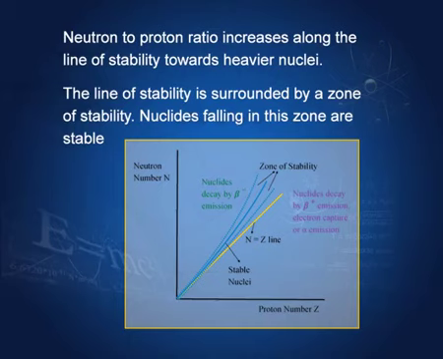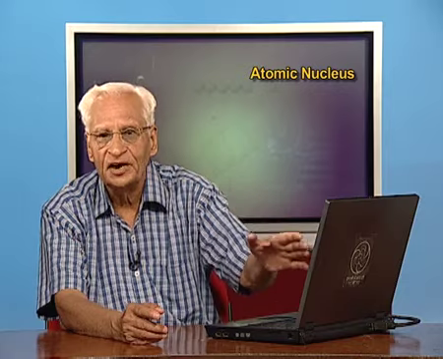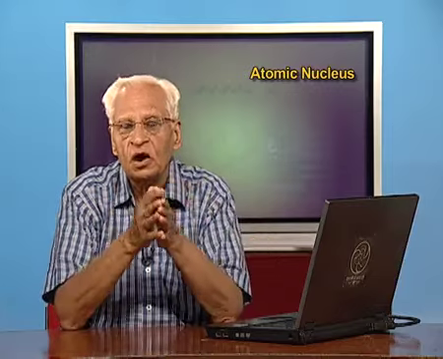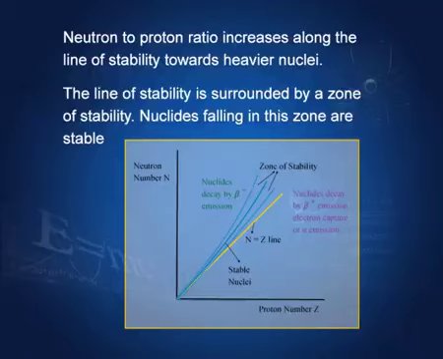On this side, there are more protons than neutrons, and on this side there are more neutrons than protons. Since there are more protons here, the protons must decay to become neutrons. That means they must emit positrons or beta positive particles. On this side, nuclei must emit electrons or beta negative particles, so that neutrons are converted into protons, and the nuclei migrate towards the zone of stability.